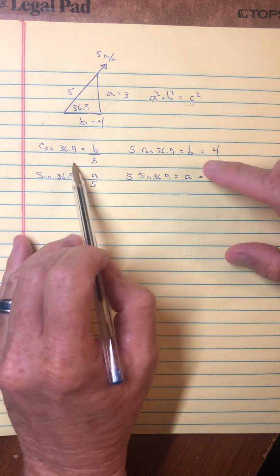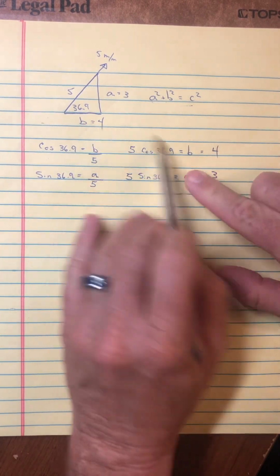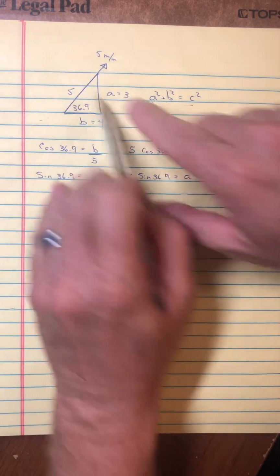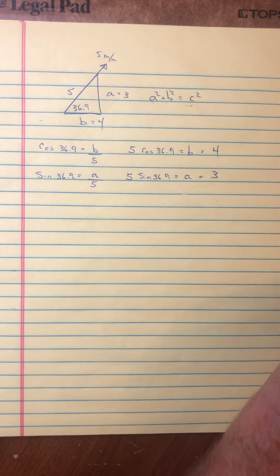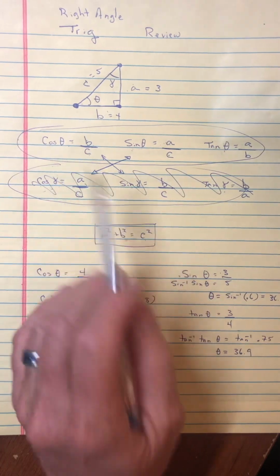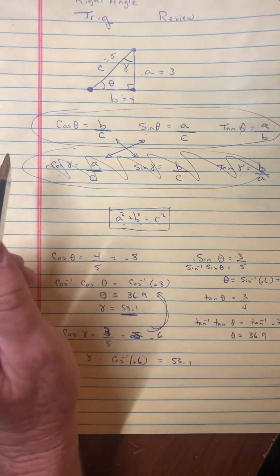Of course, to be quite honest, I could also, once I got one of the sides, like the B, then come up here and use the Pythagorean theorem to get the A. So I have a lot of options. And of course, I could do the other trig functions once I know an angle too.